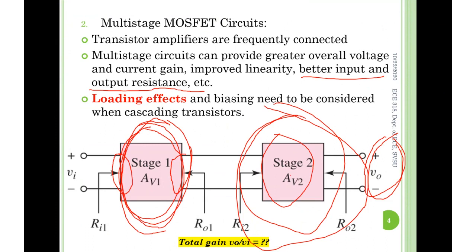Does this make sense? Because input impedance and output impedance are very important. They're really important, because of the loading effect.